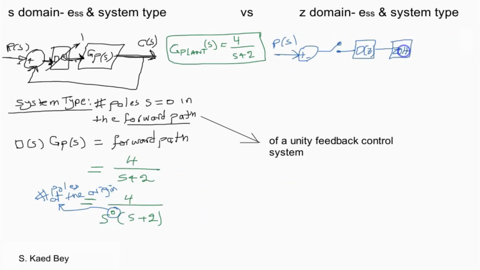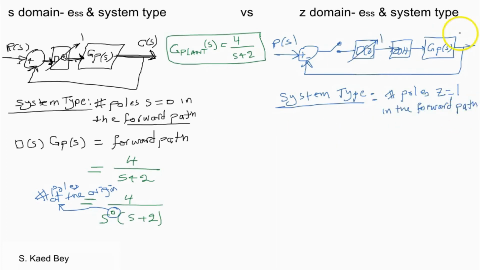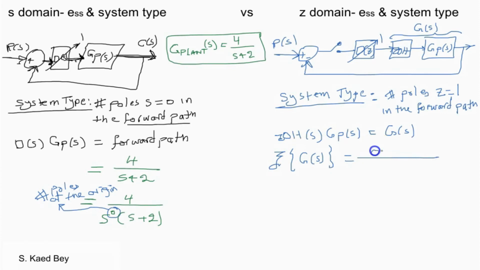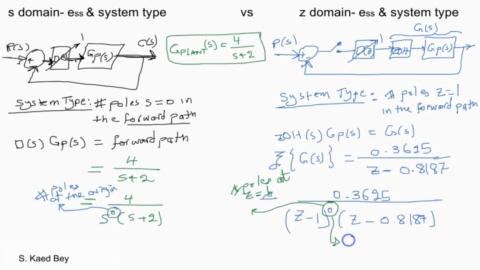This is done in a similar way in the Z domain. However, the only difference is you need to find the number of poles at the unity circle, i.e. Z equals 1. If we assume the controller again as 1, then the forward path transfer function in the Z domain is the combination of the zero order hold and the plant transfer function, which was obtained in the previous video. And since there are no poles at the unity circle, the type is 0.